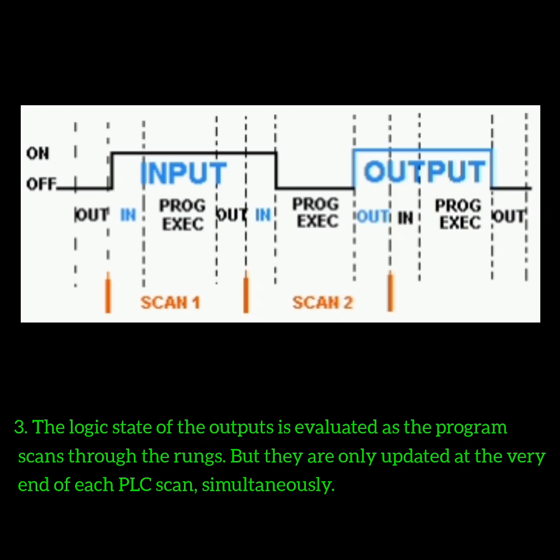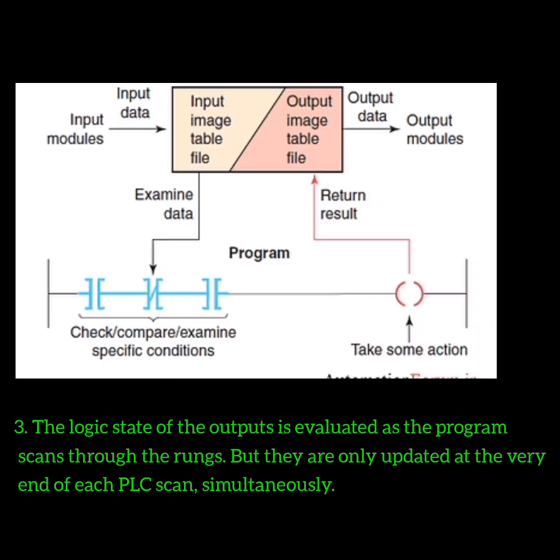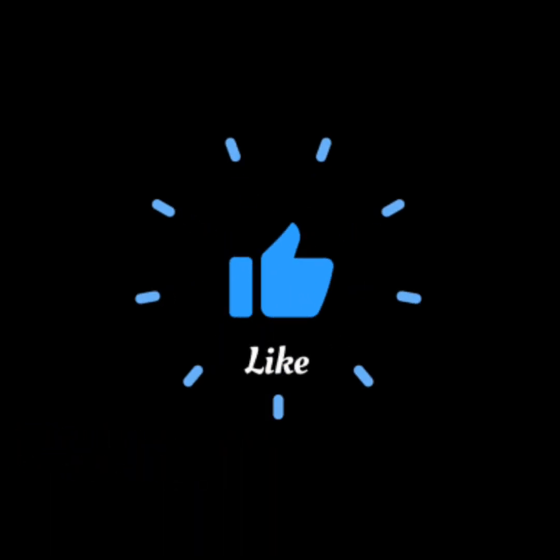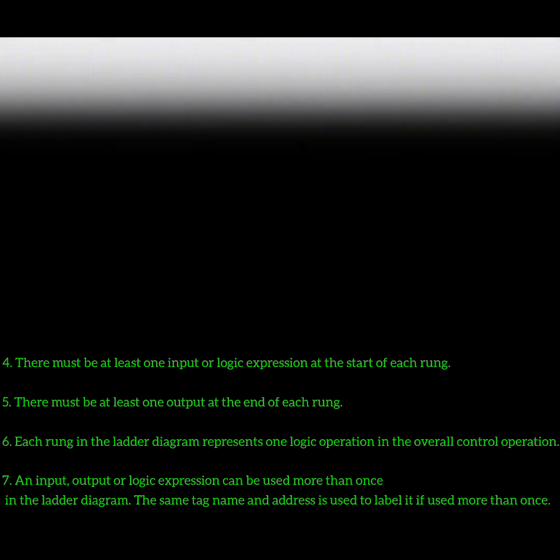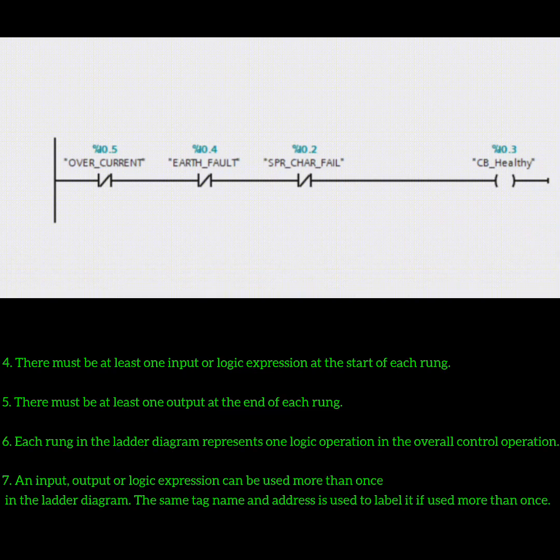3. The logic state of the outputs is evaluated as the program scans through the rungs. But they are only updated at the very end of each PLC scan, simultaneously. 4. There must be at least one input or logic expression at the start of each rung. 5. There must be at least one output at the end of each rung.